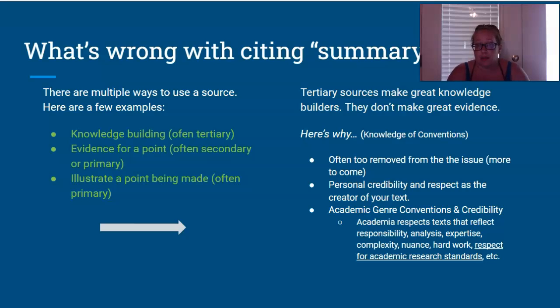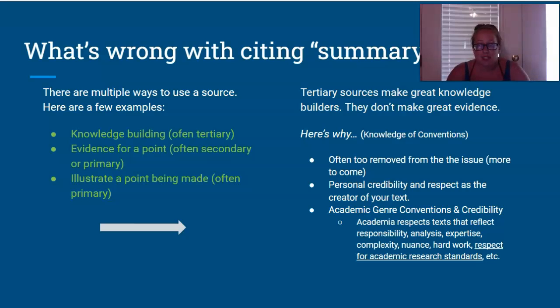Those are often your primary sources. Tertiary sources make great knowledge builders for your audience and for you as a researcher. They don't make great evidence because we're really thinking about genre and conventions, and specifically conventions of an academic audience. They're often too removed from the issue, and we'll talk about that a little bit later. It's also about personal credibility and respect as a creator of the text.